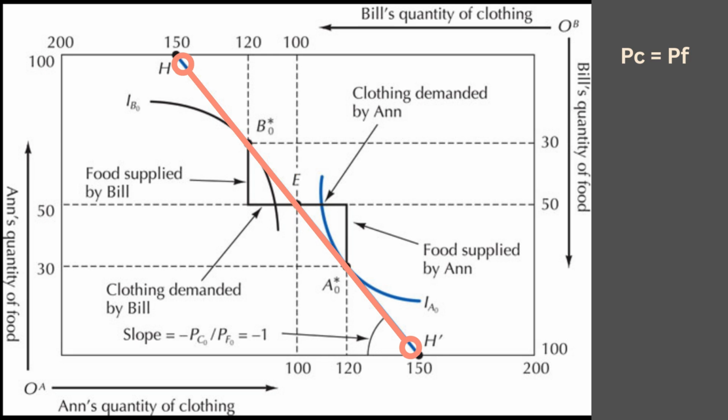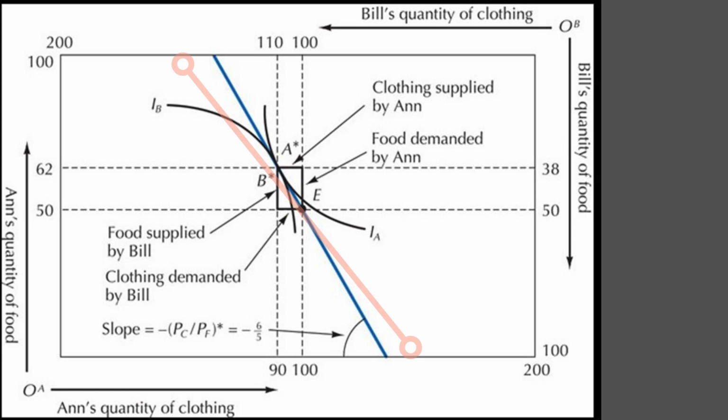But here's the issue. At this price ratio, market demand doesn't match supply. There's too much demand for clothing, too much supply of food. This situation is not a general equilibrium. Something needs to adjust. Here comes the invisible hand. Markets adjust the price ratio. In our case, the price of clothing rises relative to food. A new price ratio, say 6/5, brings the market into balance.